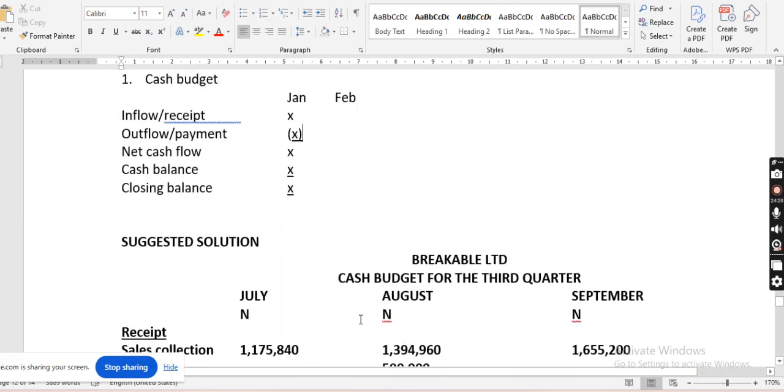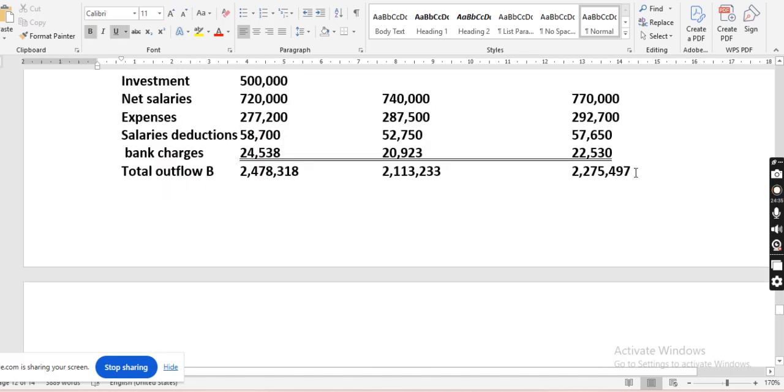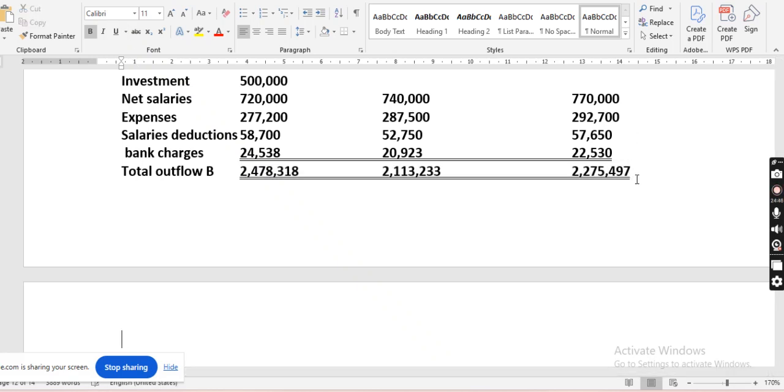Can you see it? You have your net cash flow. So we need to subtract the outflow from the inflow. So we have net cash flow, that is A minus B. We will have a positive net cash flow or a negative net cash flow.